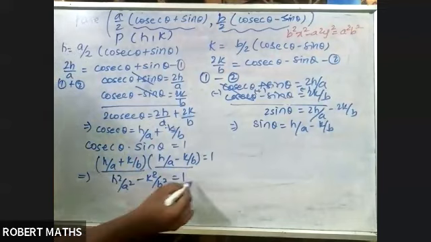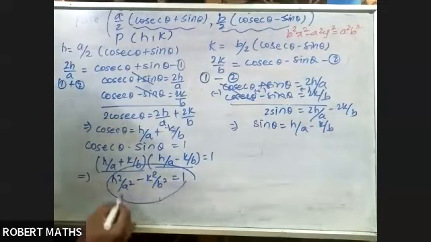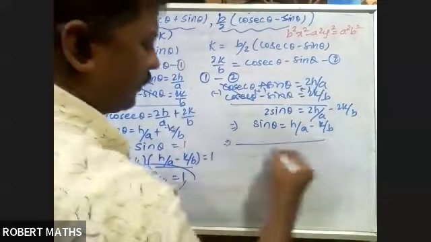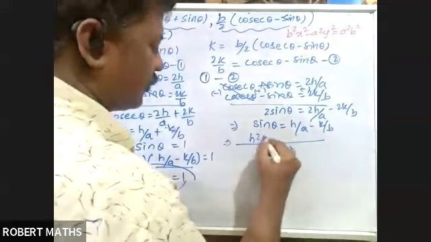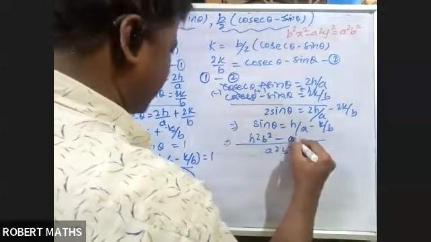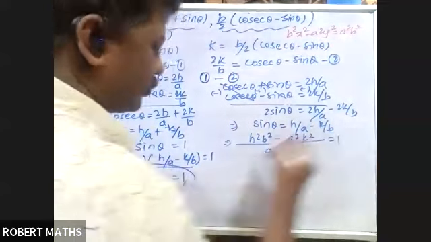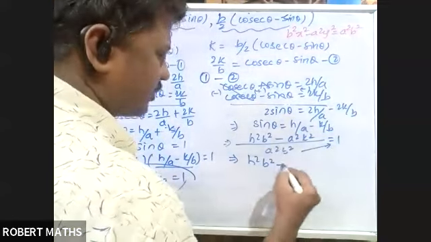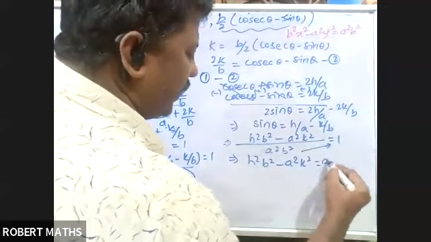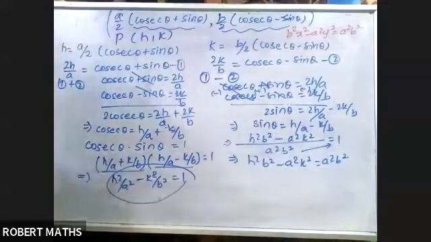So this is the equation I got here. Now take the LCM. a square b square is the LCM. Cross multiply: h square into b square minus a square into k square equals 1. Now you cross multiply this. We'll get b square h square minus a square k square equals a square b square.